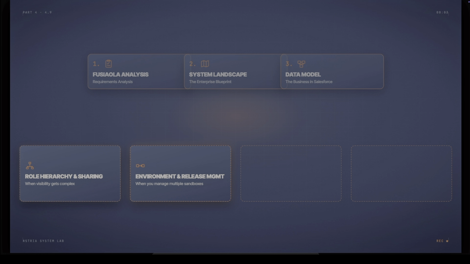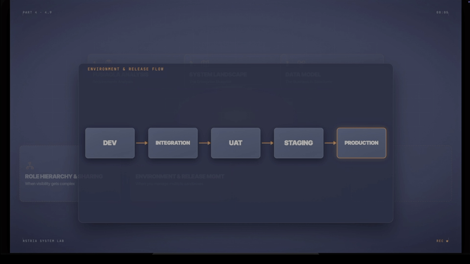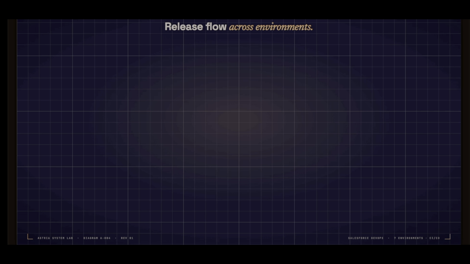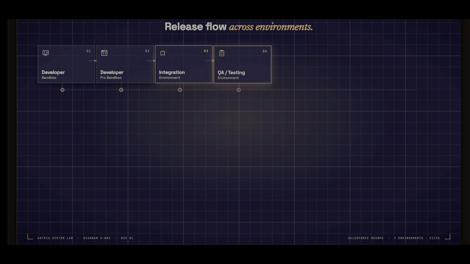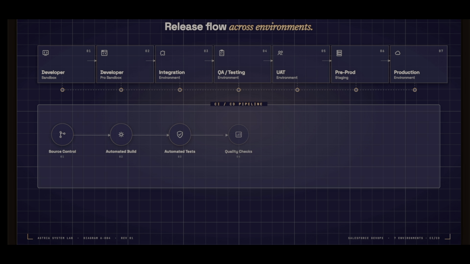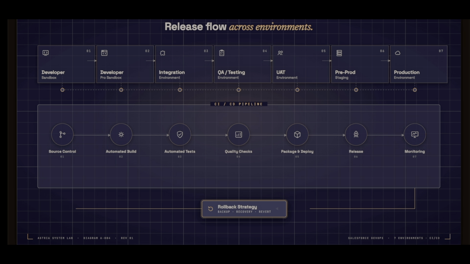Environment and release management diagram, produced when you are managing multiple sandboxes. Imagine a horizontal flow: developer sandboxes, integration sandbox, UAT, staging, production, with arrows showing how code, integration, and configuration move, and labels for each environment's purpose. Essential for any project with formal release cadences or multiple Scrum teams.